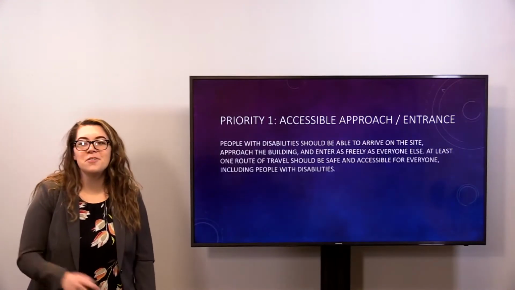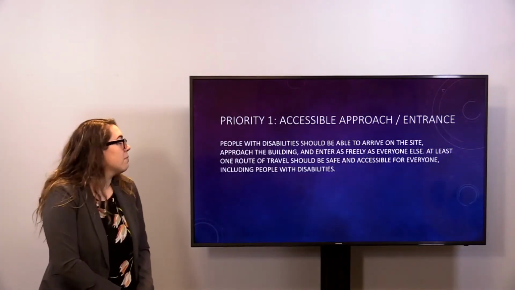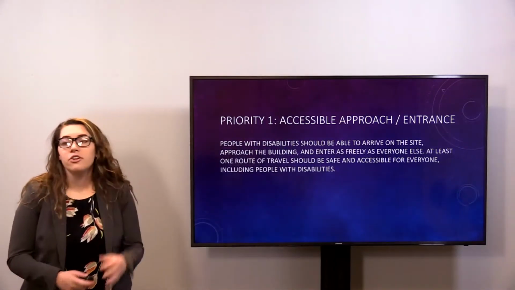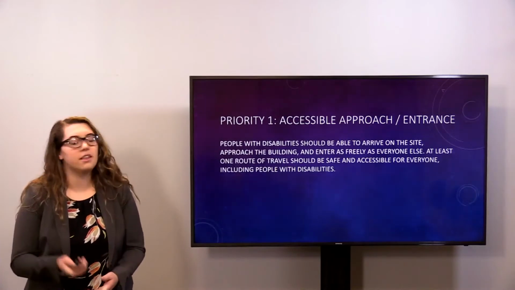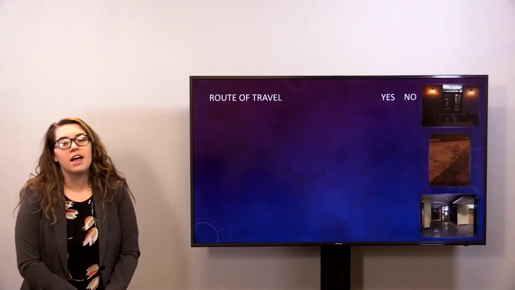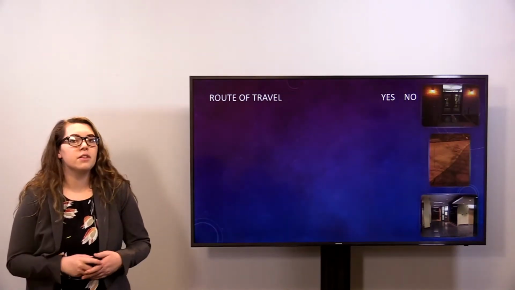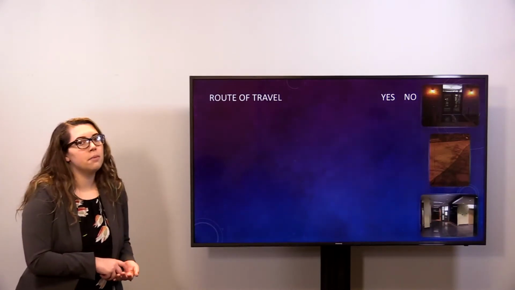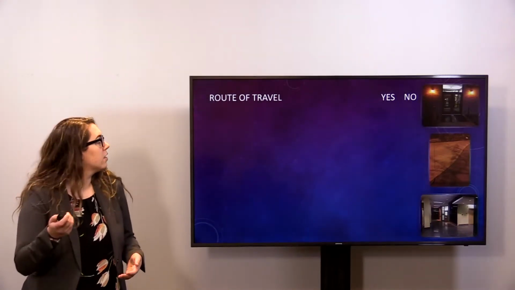So on to priority 1. People with disabilities should be able to arrive on site, approach the building, and enter as freely as everyone else. At least one route of travel should be safe and accessible for everyone, including those with disabilities. So the first subcategory we have is route of travel. So yet again, this is just from the time that the person arrives on the site. Are they able to get from their parking spot, or just in general from where they are into the building?